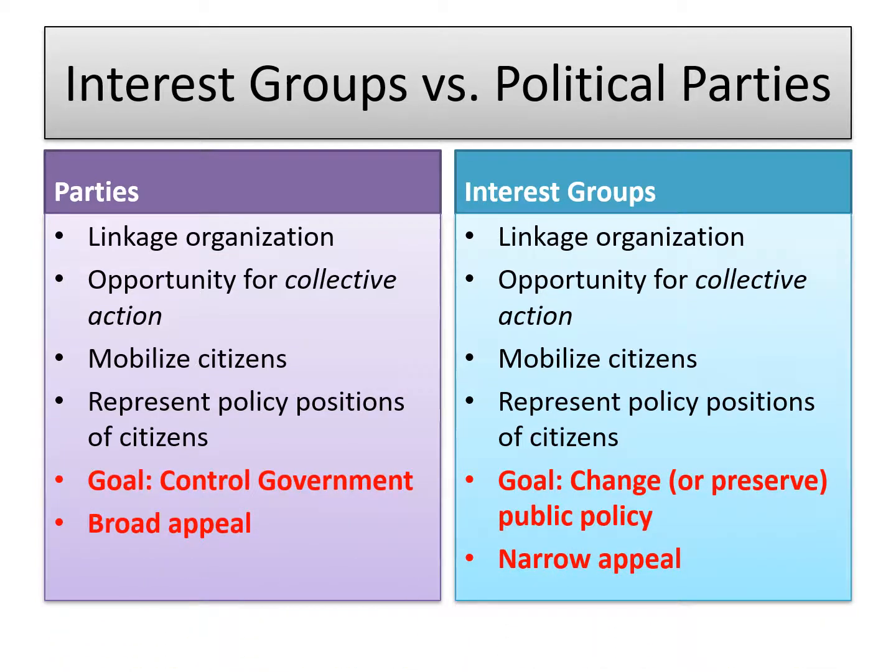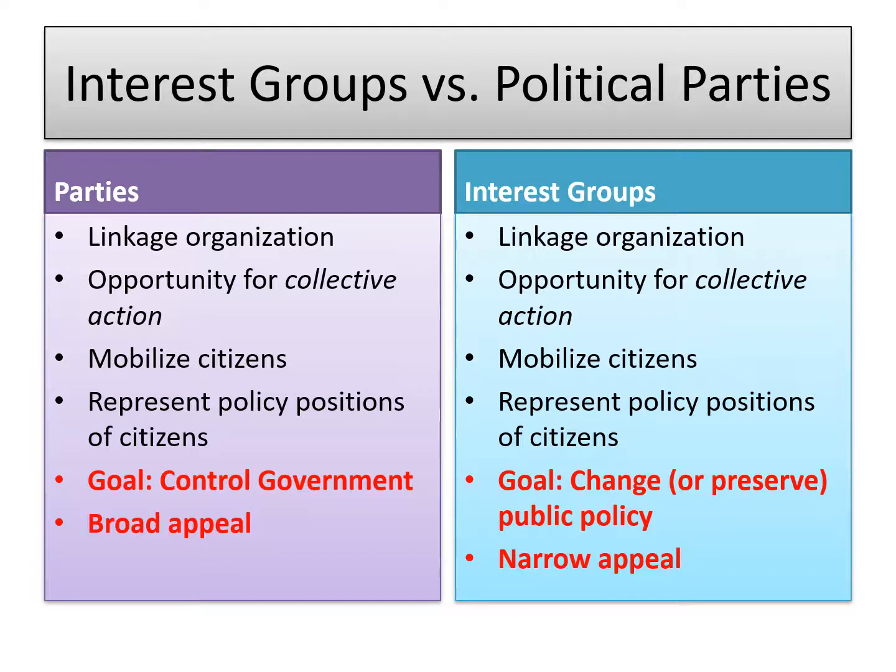One difference is in what their goal is. The goal of a party is to win elections, and it is to control government offices through the election process. As a result, especially in the United States where we have two major parties only, they have to have a broad appeal, meaning they have to appeal to as many people as they possibly can. Whereas interest groups do not have the goal of controlling government or winning elections.